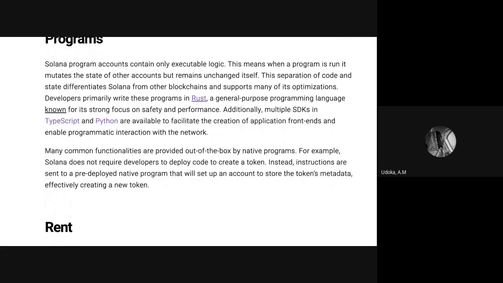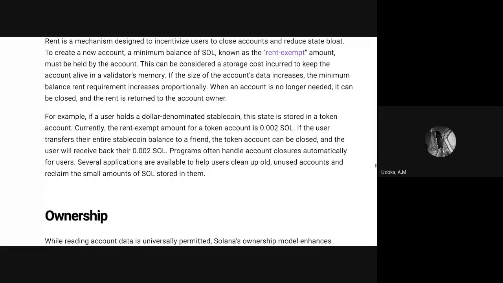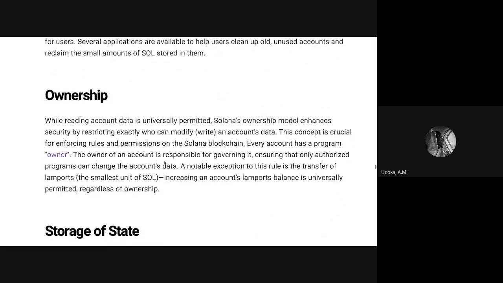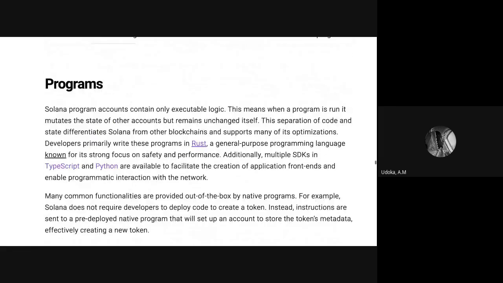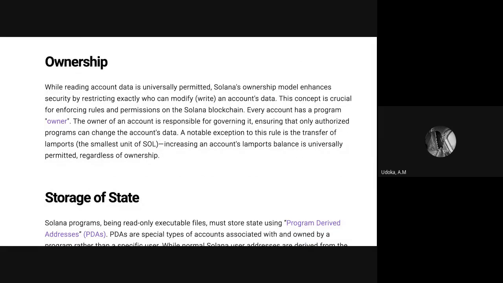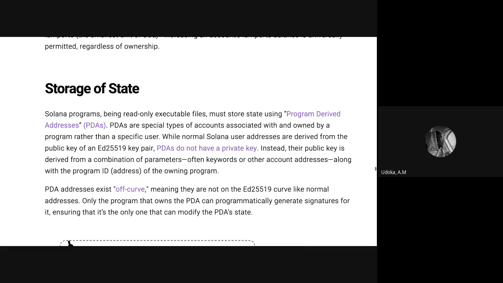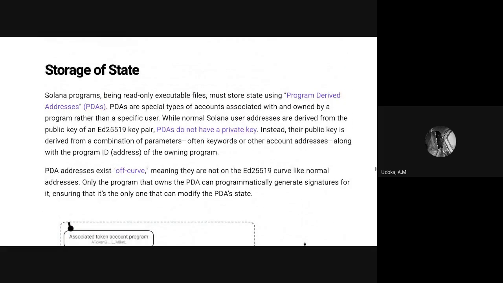Programs. I've run over this as quickly as possible. So ownership, rent, programs, these are things I have just run over, and you can do well to study them closely again. But this is something I want us to look at closely so that you can understand what PDAs are.